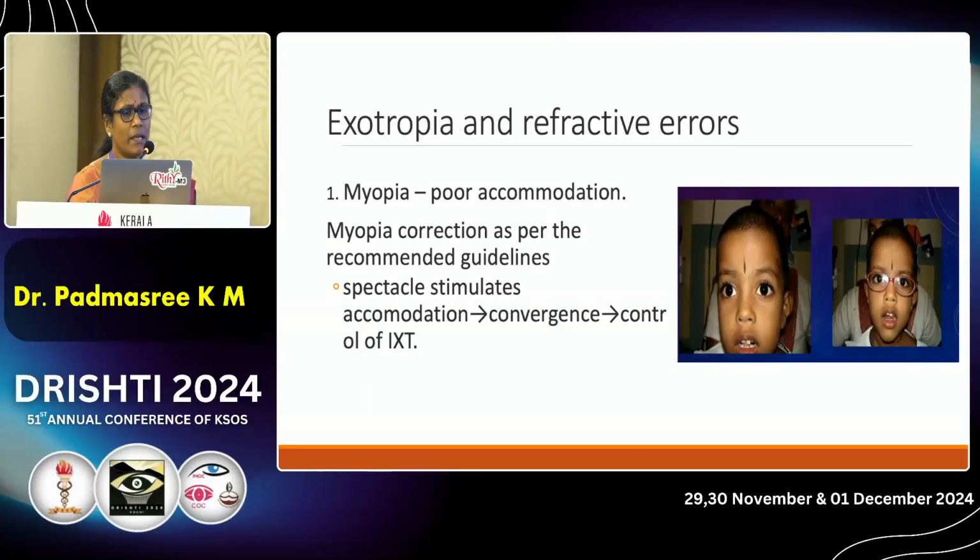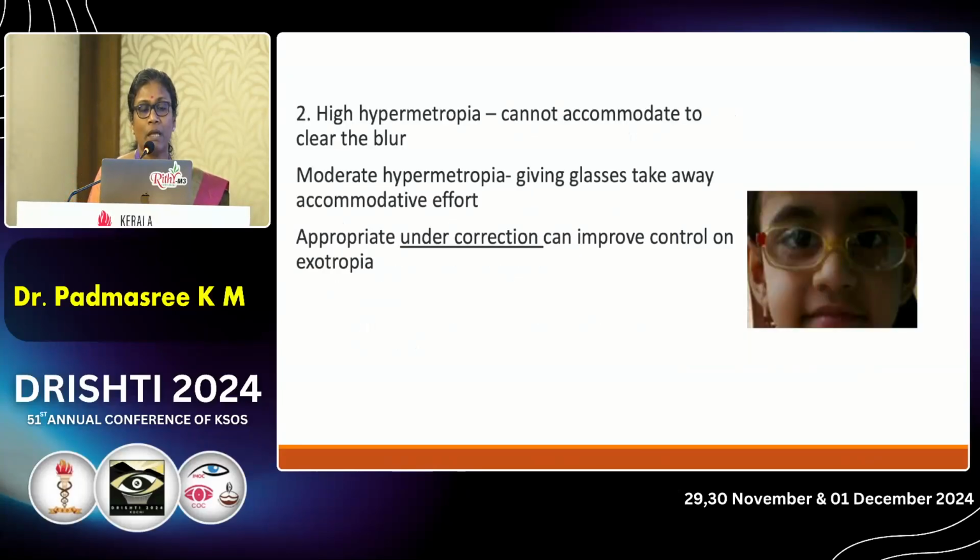Coming to exotropia and refractive errors. Myopia is the commonest refractive error associated with exotropia, as you know, because of the poor accommodation. So correct myopia according to the guidelines, because once you correct it, the spectacle stimulates accommodation, which will improve convergence and control of intermittent exotropia. So can we give overcorrections to myopes to control exotropia? But that is questionable.